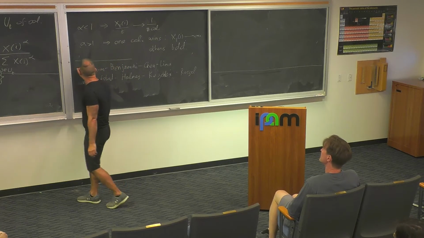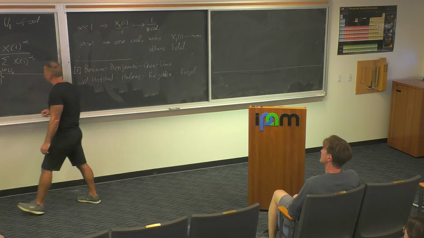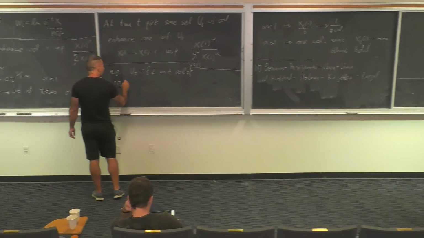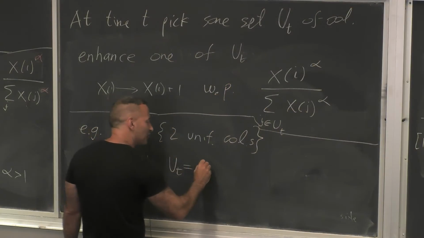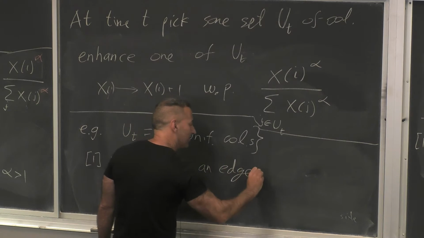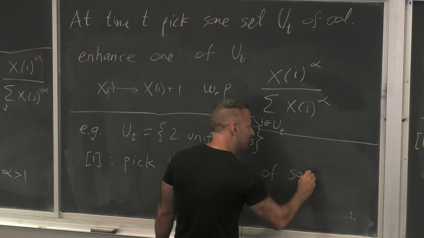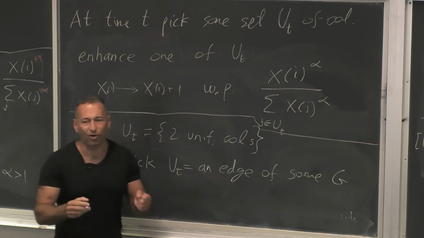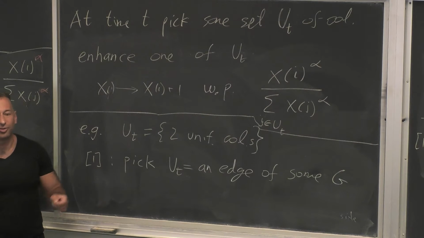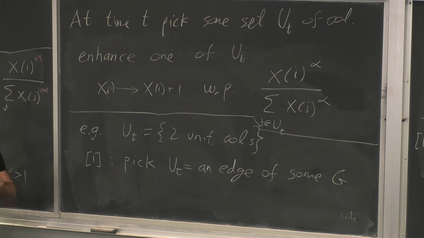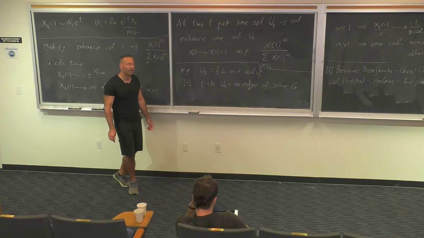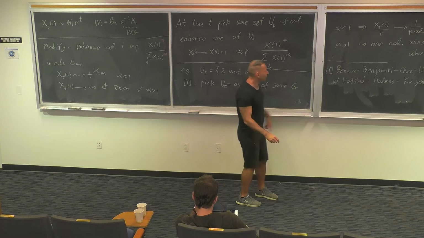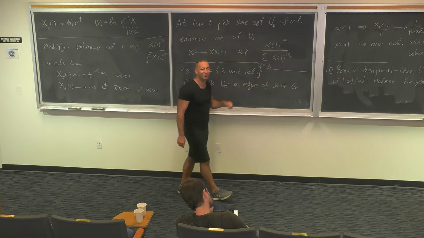So this paper, let's call it 1. In 1 you pick, so U_t is an edge of some graph G. So you have a graph on the set of colors, and each time you pick an edge, and the colors sit on the vertices, and you pick the 2 colors at the ends of that edge. And there was a follow-up work by Chen and Lucas where they got some additional results.